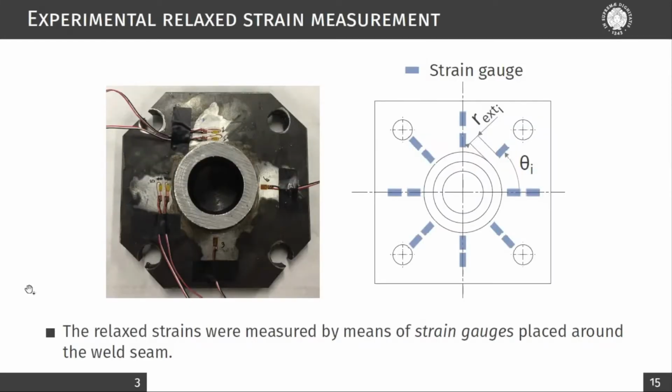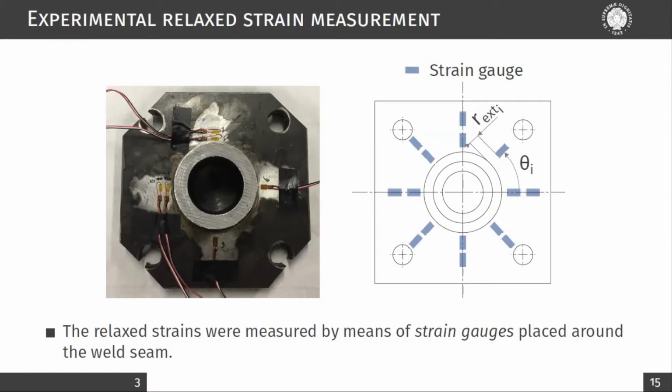First of all, I start by explaining the experimental activity that I was carrying on. The idea behind was to get relaxed strains data to compare with numerical results in order to assess the simulation methods. The relaxed strains derive from gathering strain data through the use of strain gauges during an incremental material cutting process. This material removal was performed on the back of the plate, opposite to the weld seam.